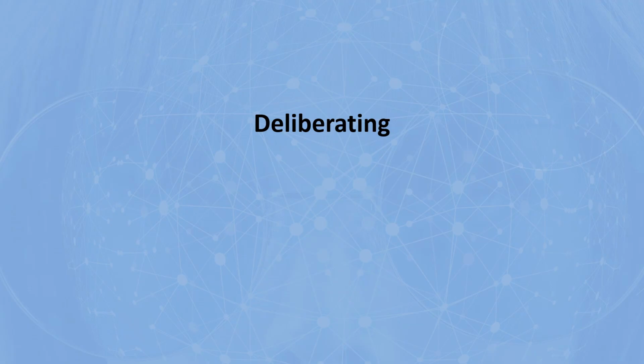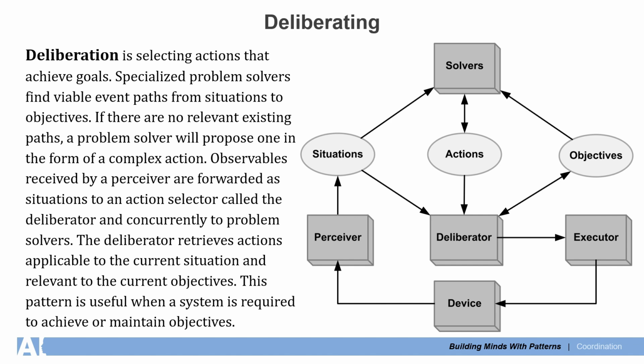Deliberating. Deliberation is selecting actions that achieve goals. Specialized problem solvers find viable event paths from situations to objectives. If there are no relevant existing paths, a problem solver will propose one in the form of a complex action. Observables received by the perceiver are forwarded as situations to an action selector called the deliberator, and concurrently to problem solvers. The deliberator retrieves actions applicable to the current situation and relevant to the current objectives. This pattern is useful when a system is required to achieve or maintain objectives.